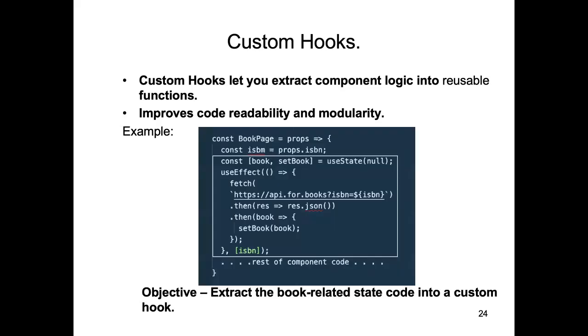So if we take this example here, which looks like it might be from a library management web app, then we've got a component that is retrieving a book object from a web API and storing it in a state variable. And let's suppose that this logic is actually appearing in other components as well, because presumably there may be other pages within our web app that display book-related information. So what we would do is we would take the code that I have wrapped in the box and simply put it into a function of its own.